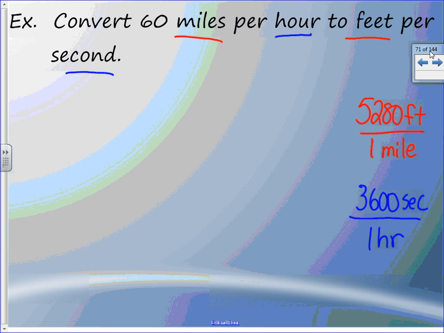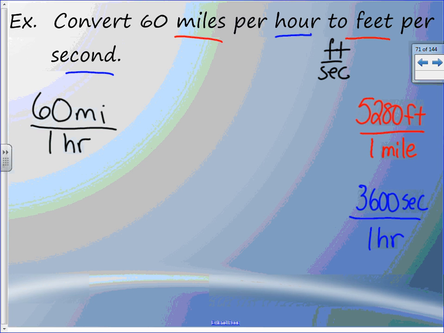So watch how I set up this particular problem. I'm going to write down 60 miles. Per means essentially divided by, so that's per 1 hour. Be sure you are lining up your fractions vertically, not side by side. The vertical is going to be very important. Now you're going to use both of those conversion factors. And again, your goal is feet over seconds. So I'm going to look at my very first conversion factor.